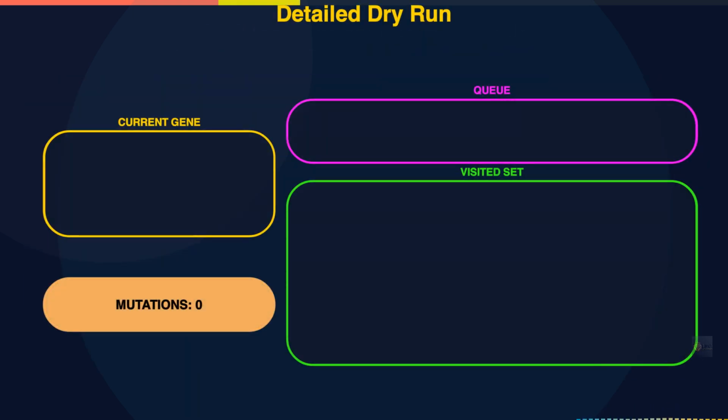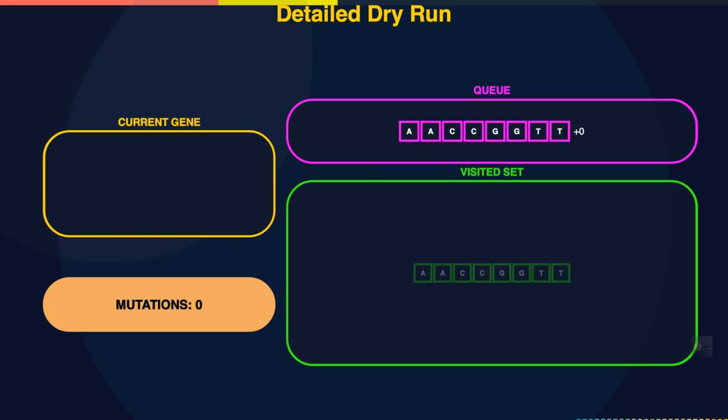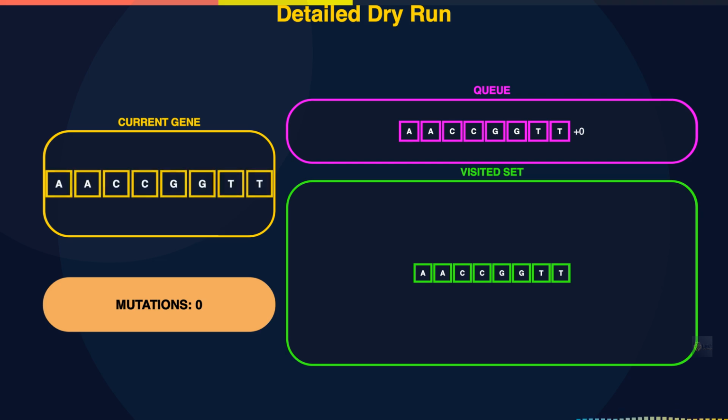We start with our gene AACCGGTT and want to reach AACGGTA. Our bank contains 3 valid mutations. We also keep a visited set to avoid going in circles. Step 1, we place our starting gene in the queue with a mutation count of 0. Step 2, we pull AACCGGTT from the queue.